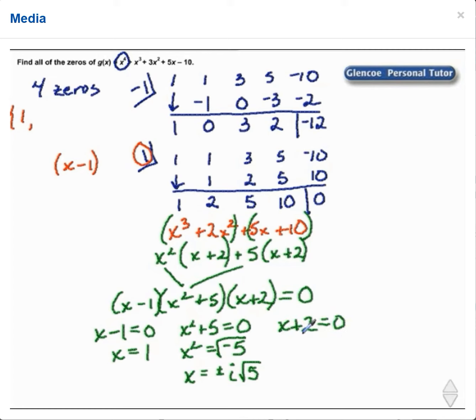We'll recap the whole thing. As I started, our roots are zeros at the beginning. 1, negative 2, and then positive or negative i radical 5. There are the 4 zeros to the original quartic function.